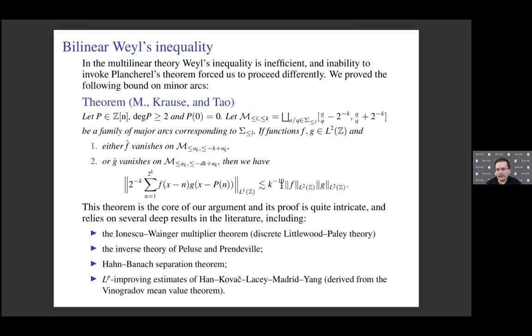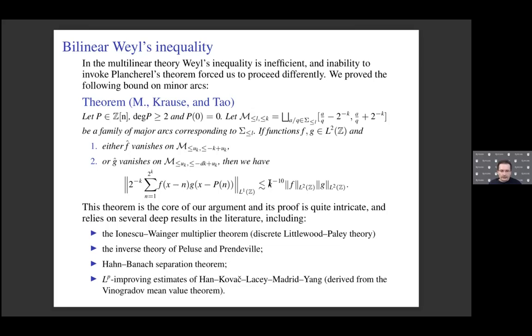And let me tell you how we prove this theorem. This theorem is the core of our argument, and its proof is quite complicated and relies on several deep results in the literature, including the Ionescu-Wainger multiplier theory, which now can be thought of as a discrete Littlewood-Paley theory. And the key thing was the inverse theory of Peluse and Prendiville from additive combinatorics. I will say a few words about this theorem in the next slide.